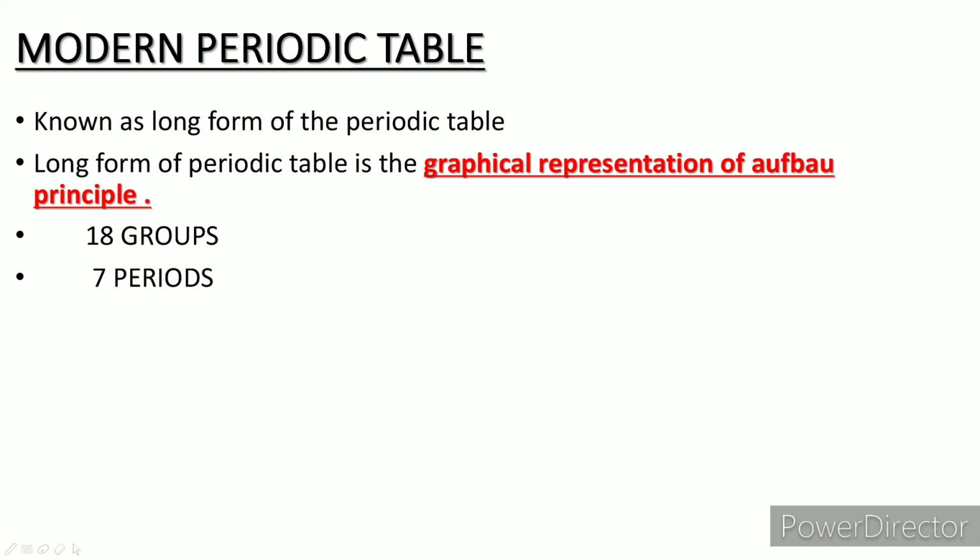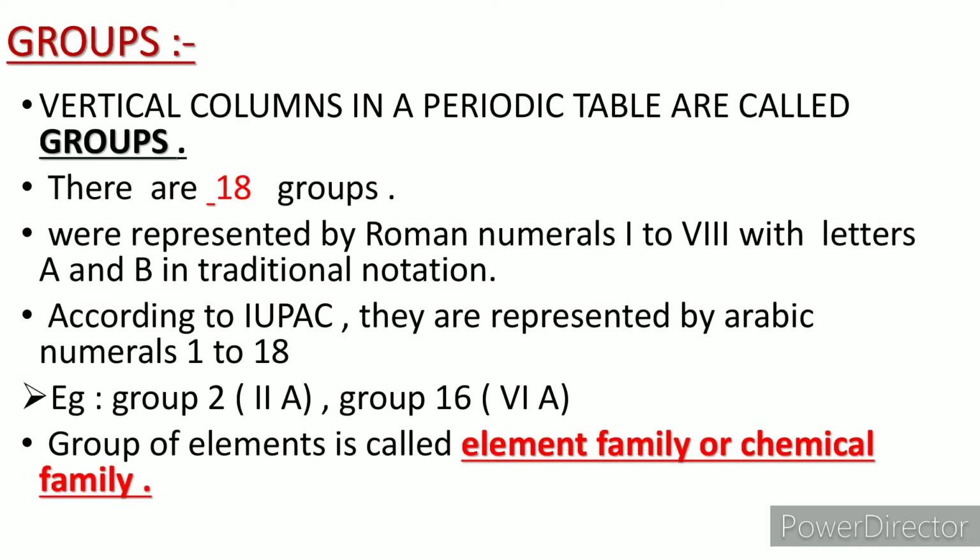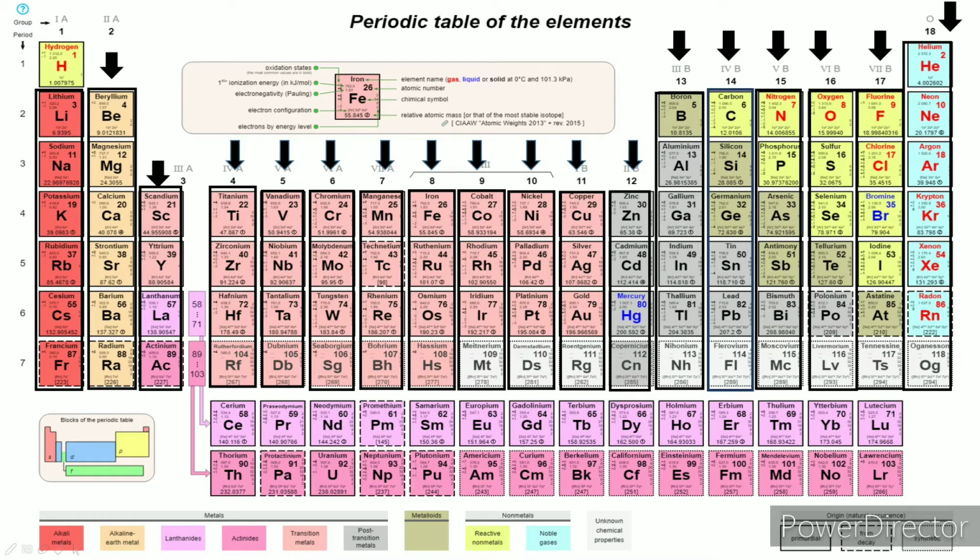First, groups. Vertical columns in the periodic table are called groups. There are 18 groups. They were represented by Roman numerals 1 to 8 with letters A and B in traditional form. According to the latest recommendations of the IUPAC, these groups are represented by Arabic numerals 1 to 18 with no A and B designations. Example, Group 2 and Group 16. They are written in Arabic numerals. A group of elements is also called an element family or chemical family. You can see that there are 18 groups.